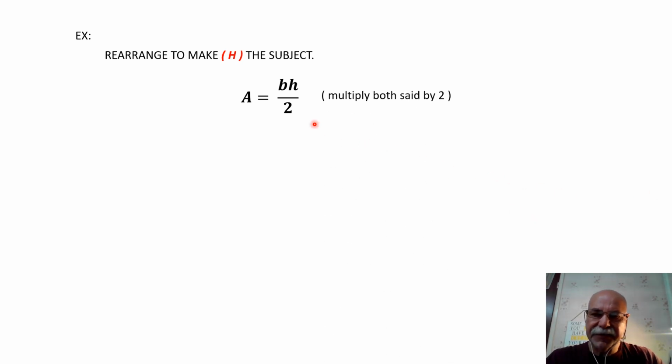In this case, first we multiply both sides of this formula by 2. We get 2a equal to ph over 2.